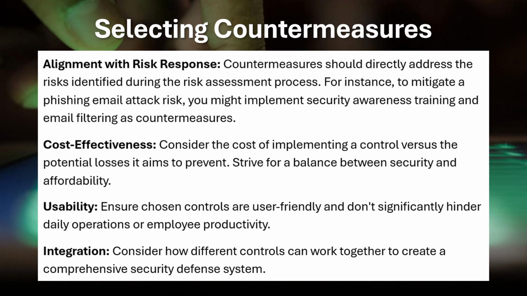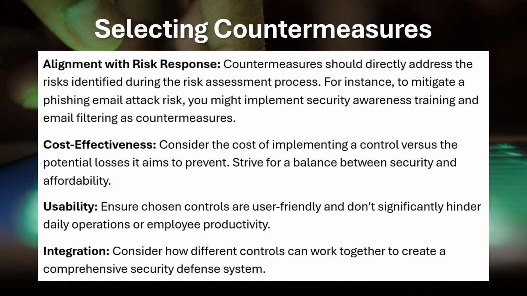So how do we select countermeasures? Alignment with risk response. Countermeasures should directly address the risk identified during the risk assessment process. For instance, to mitigate a phishing email attack risk, you might implement security awareness training and email filtering as countermeasures.